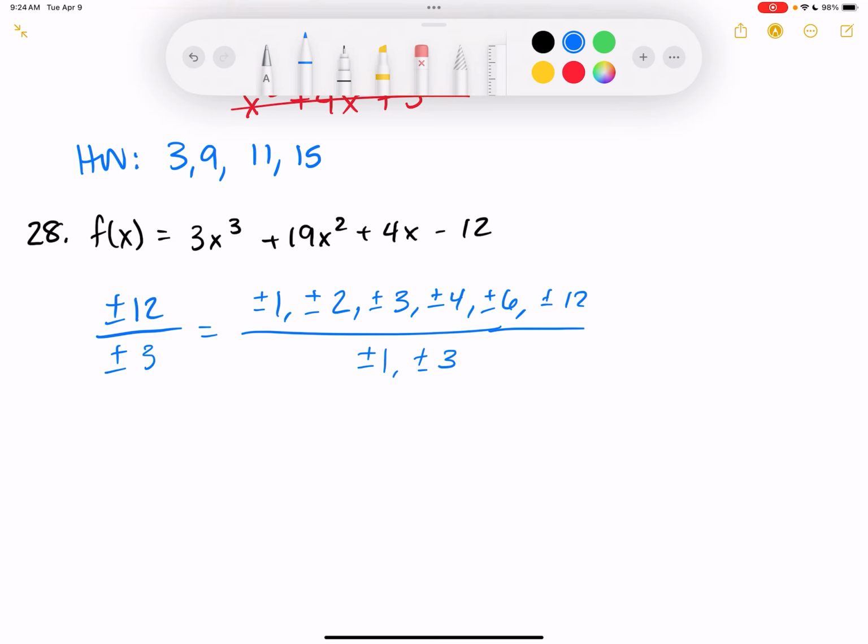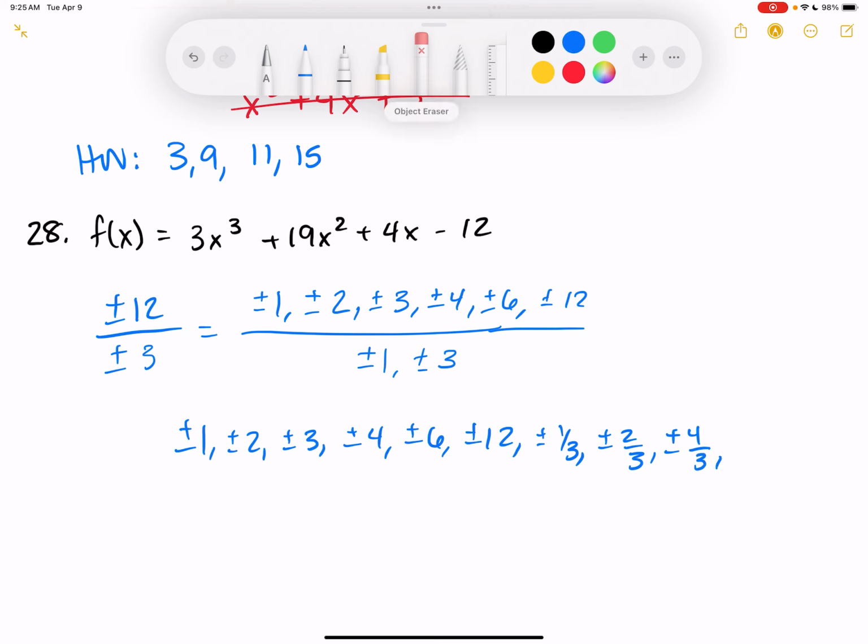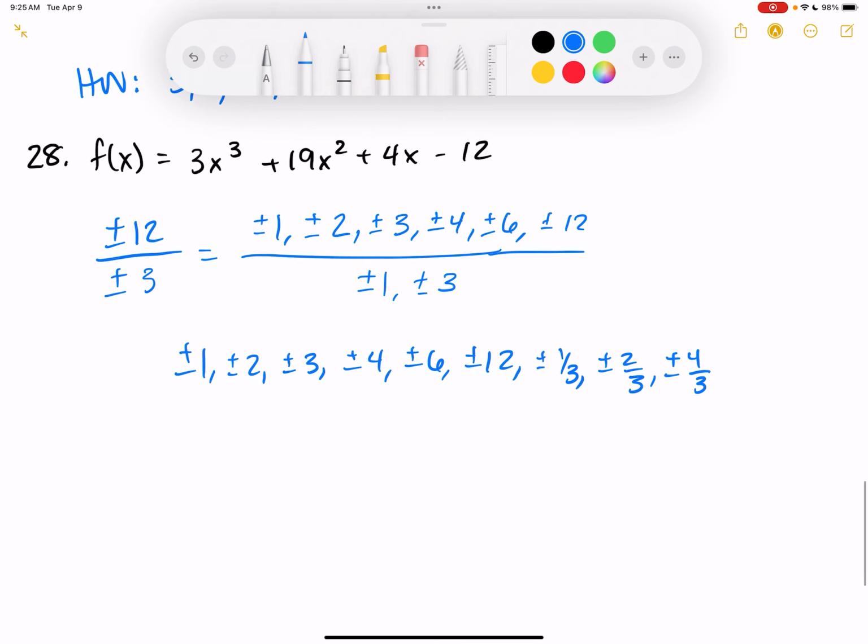So then to list them all out, we list them all out just as they're written up top. Then to go back and do the fraction ones, we're going to have 1/3, 2/3, 3 over 3 is 1, we already have that, 4 over 3, 6 over 3 is 2, we already have that, and 12 over 3 is 4, which we already have. So now, we need to graph it.